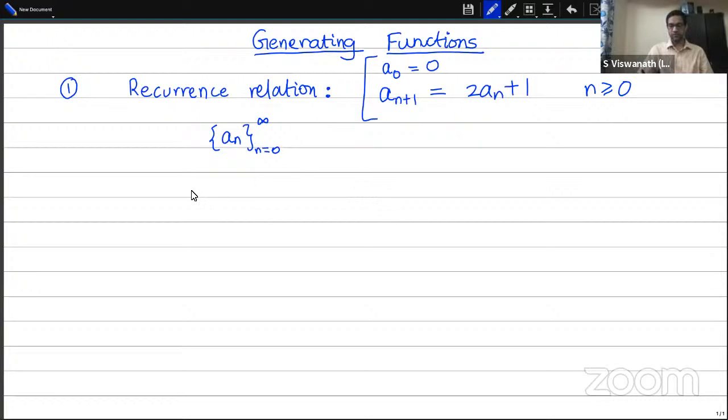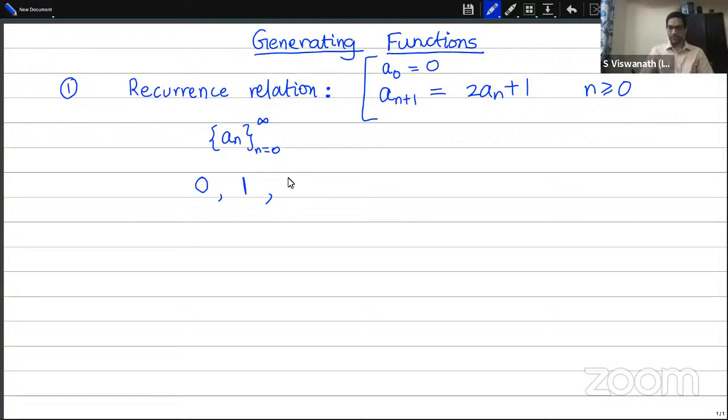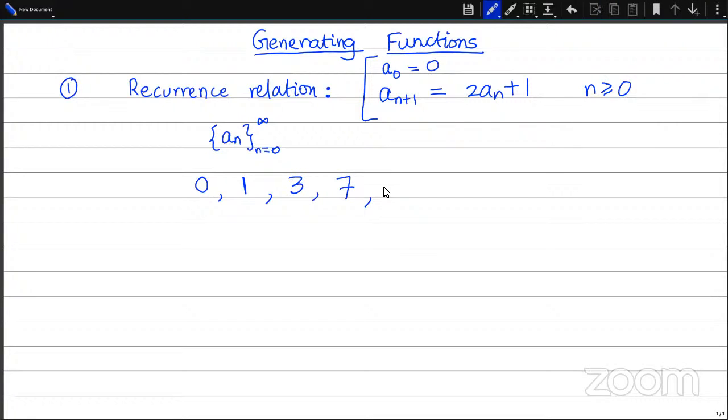So for example, what are the first few terms of the sequence? A0 is 0, A1 is 1 because it's 2A0 plus 1. But what are the next 5 terms? Compute it fast and tell me. 3, 7, 15, 31, 62, sorry, 63. Okay, fine.